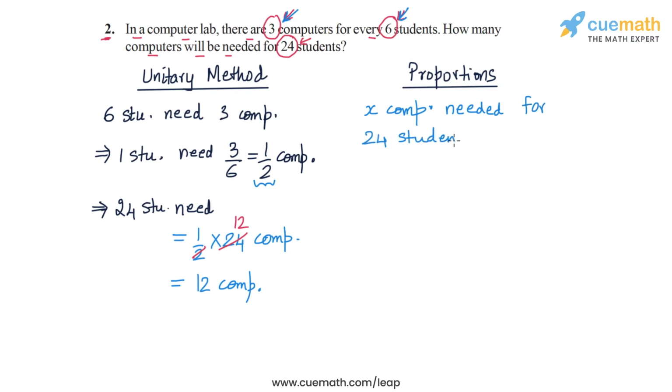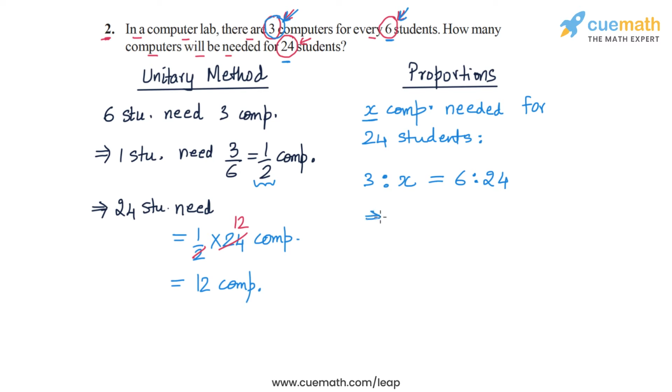So we form a simple proportion. The proportion is 3 computers is to X computers. So 3 is to X will be the same as 6 students is to 24 students, so this will be the same as 6 is to 24. This equality of ratio gives us a proportion, and now we can easily find the value of X.